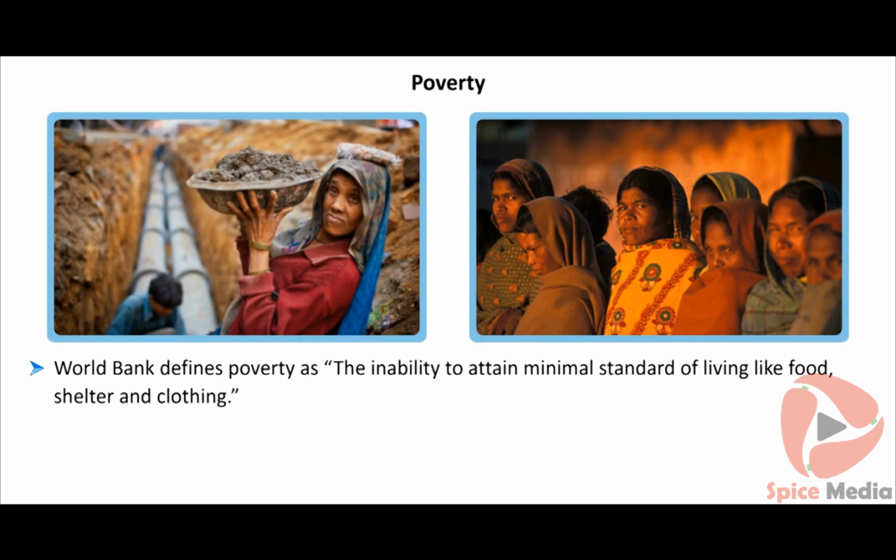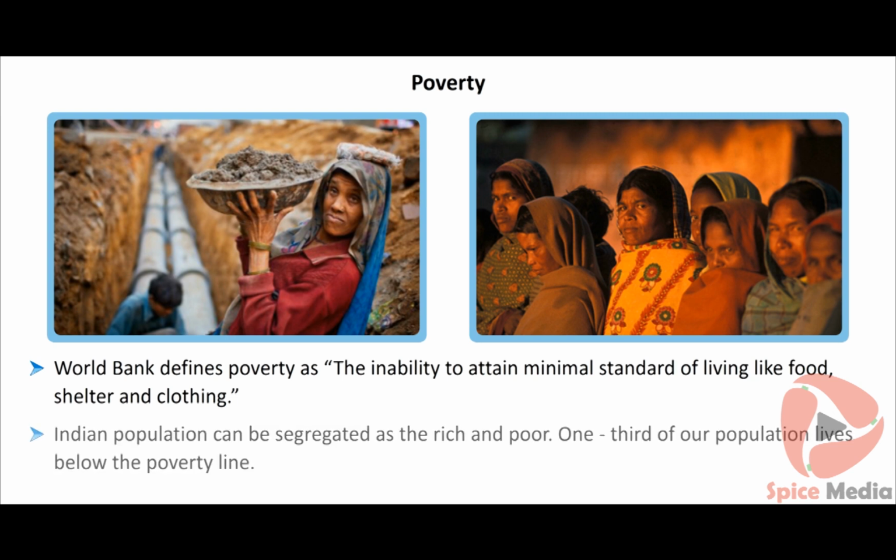Poverty. The World Bank defines poverty as the inability to attain a minimal standard of living, like food, shelter and clothing. The Indian population can be segregated as the rich and poor. One third of our population lives below the poverty line.